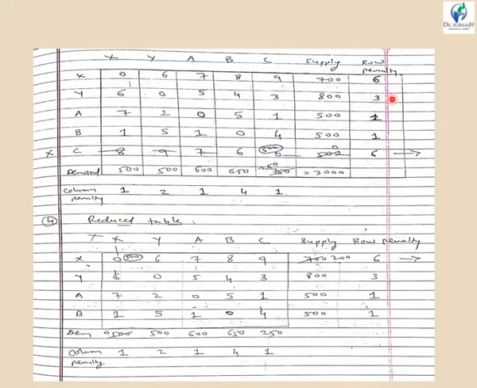Similarly, for the Y row, the difference of the two smallest is 3. For the next rows it is 1, 1, and 6. Similarly, we have found out the column penalties.